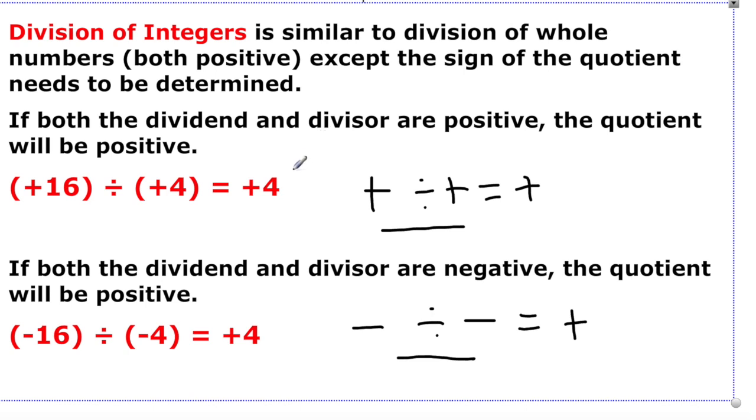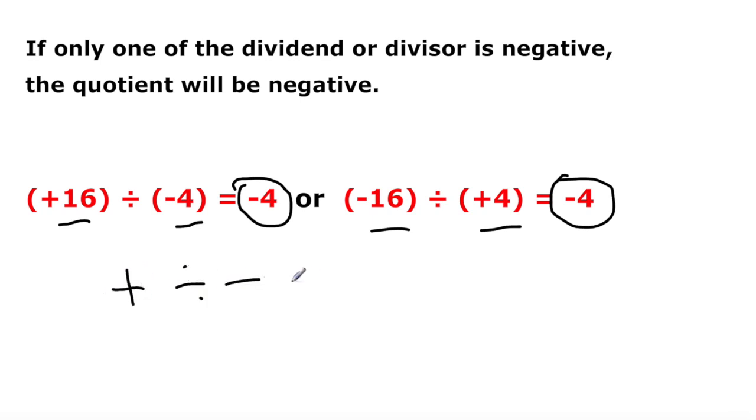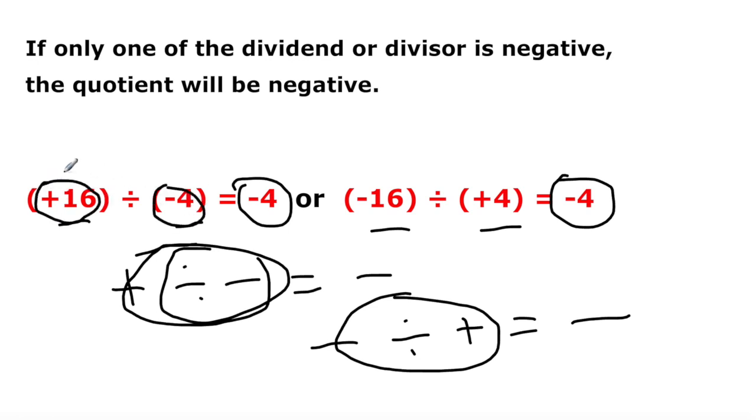So let's continue this, and this will be a short one, ladies and gentlemen. If only one dividend or divisor is negative, the quotient will be negative. So notice positive, negative gives you negative, negative, positive gives you negative. Positive divided by a negative will give you negative. Negative divided by positive will also give you negative. Unlike signs, okay? Not the same.